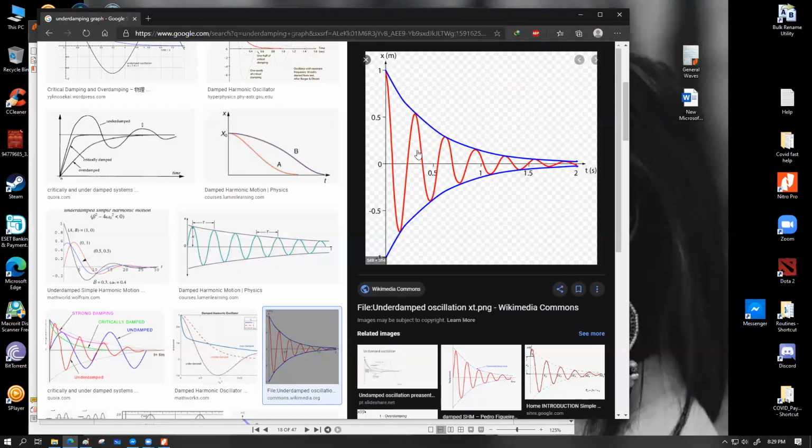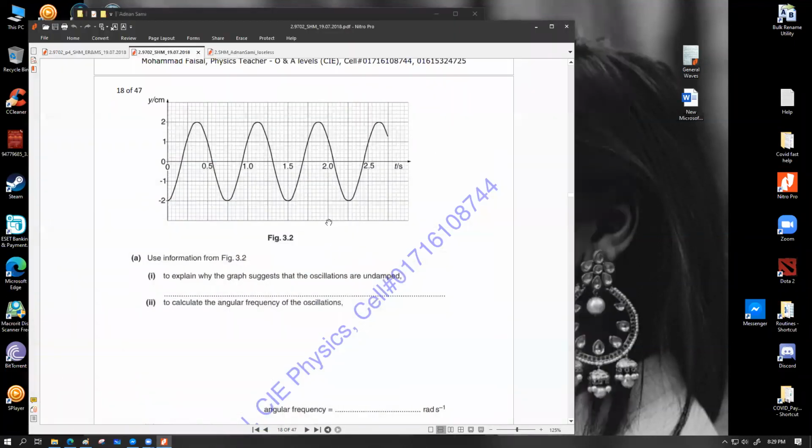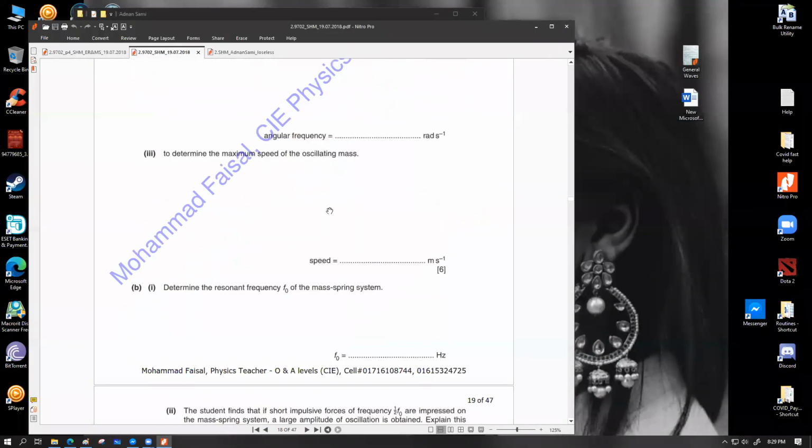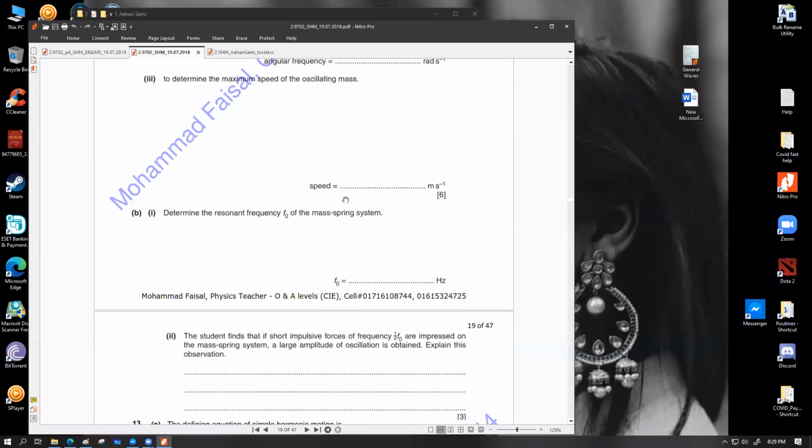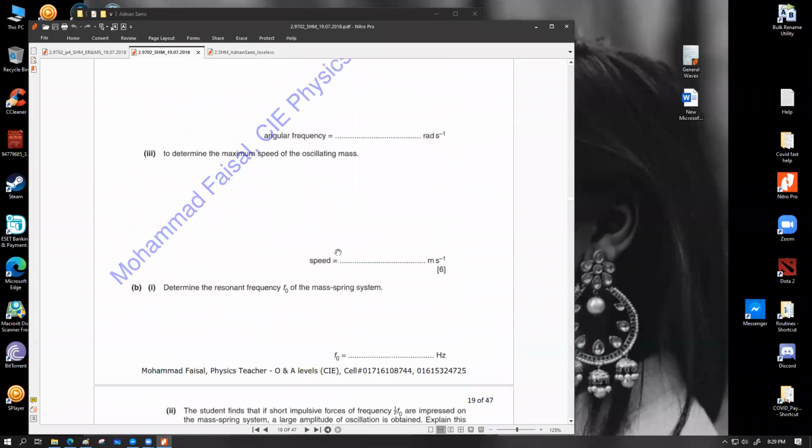A graph like this for under damping, or the earlier graph that I drew in the first question that I solved in today's class, that kind of graph, which essentially means gradual or progressive decrease of amplitude. That's it.